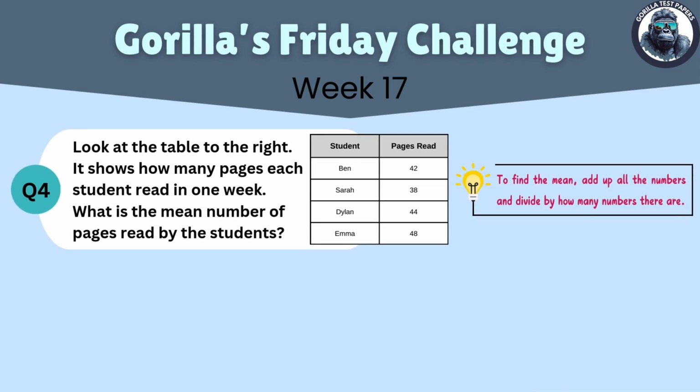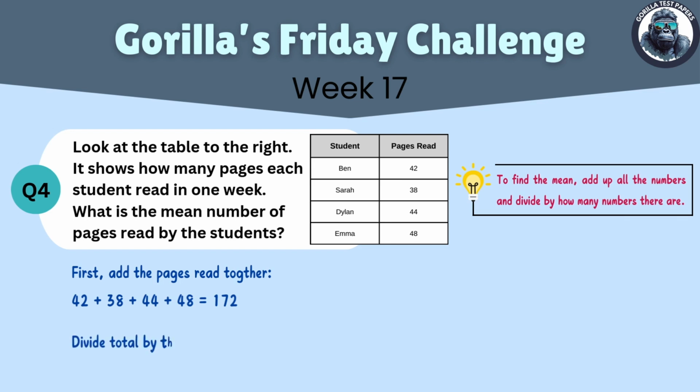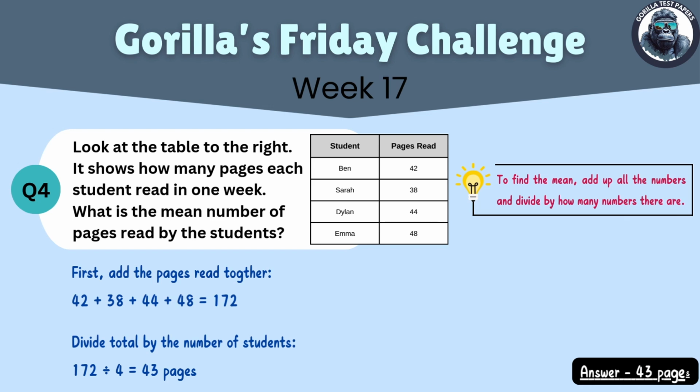So let's look at the data in the table. So Ben read 42 pages, Sarah read 38 pages, Dylan read 44 pages, and Emma read 48 pages. So now, just like before, we have to add all these figures together. So we do 42 plus 38 plus 44 plus 48, which equals 172. Now we want to divide this total by 4, since there are 4 students. So we do 172 divided by 4, which equals 43. That means the mean number of pages read is 43 pages. This is the answer for this question.